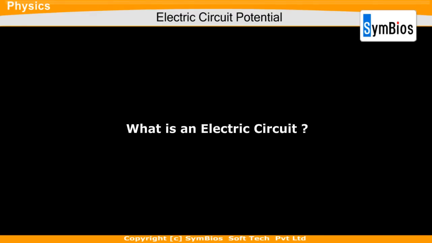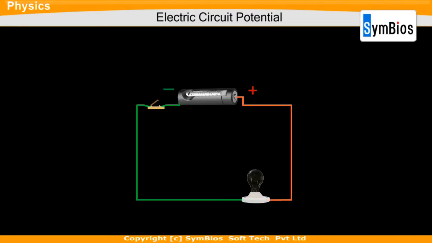What is an electric circuit? A continuous and closed path of an electric current is called an electric circuit. A battery is a chemical device that stores charges. A copper wire conducts electrons from one point to another. A switch allows us to keep a circuit open or closed.